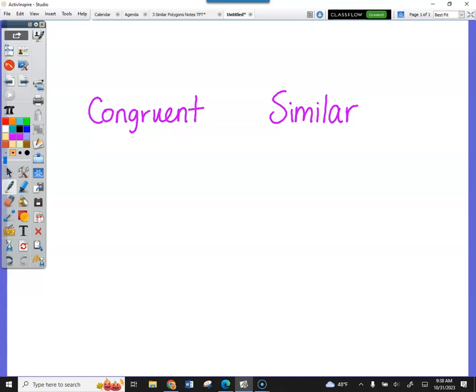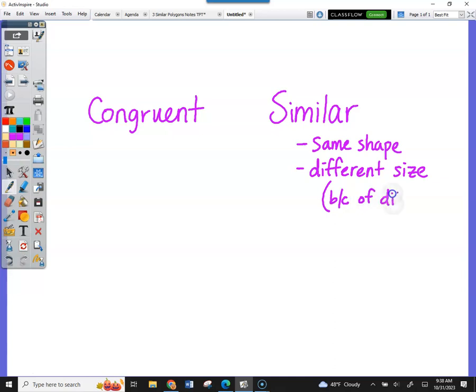What key word did you look for to say it's similar? Dilation. You should have noticed a pattern that the only time an object should be similar is if a dilation has occurred. And that's because it results in the same shape, but different size. And that's because of the dilation.